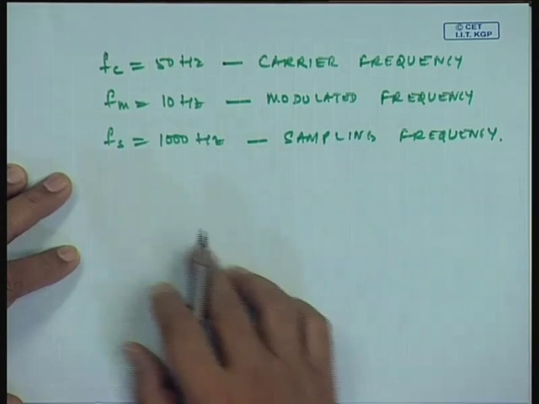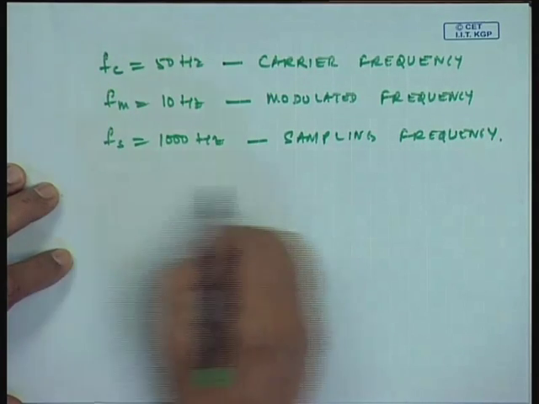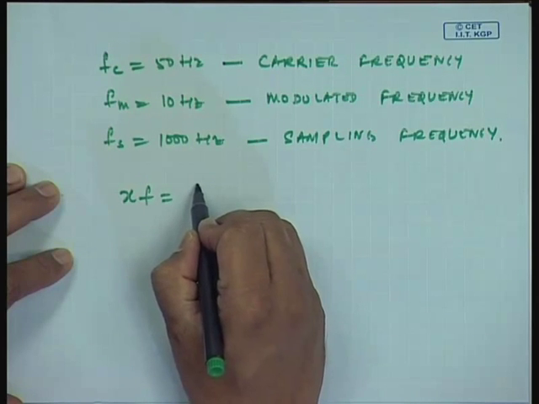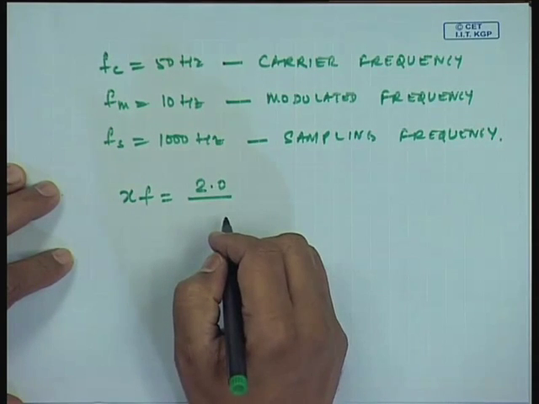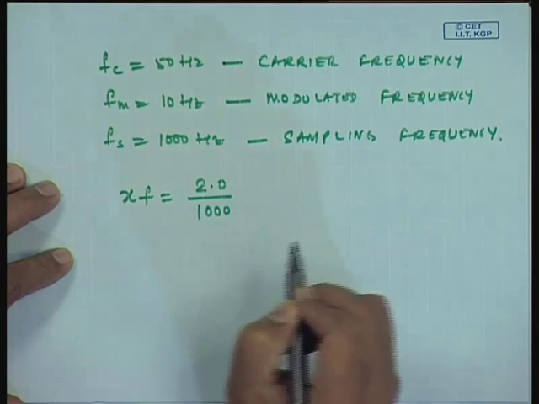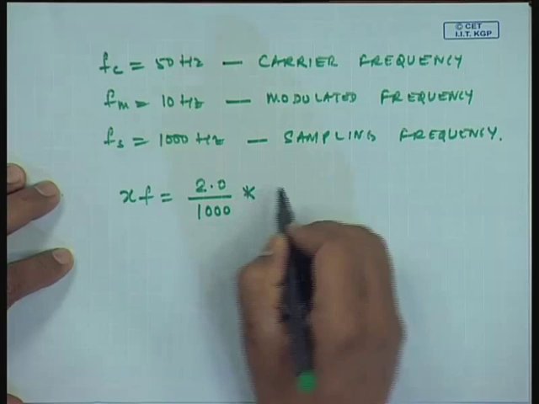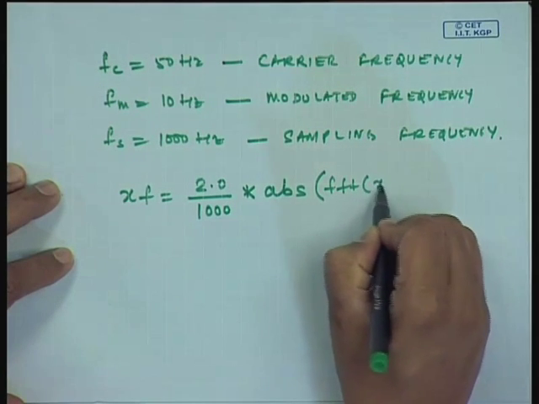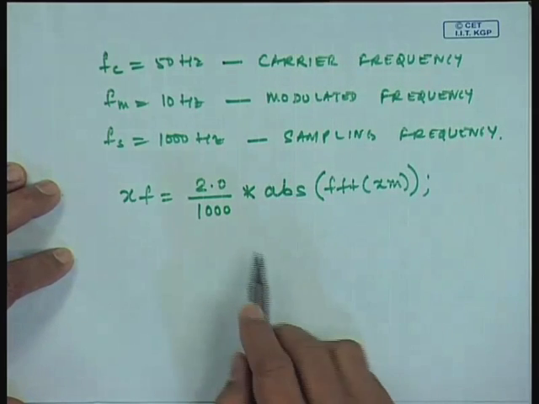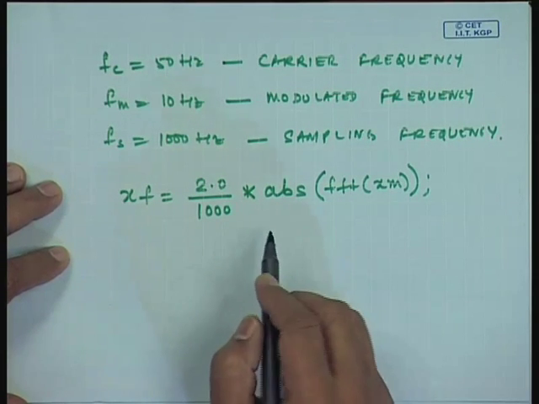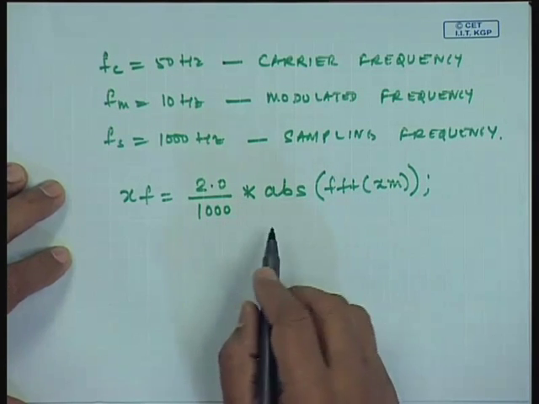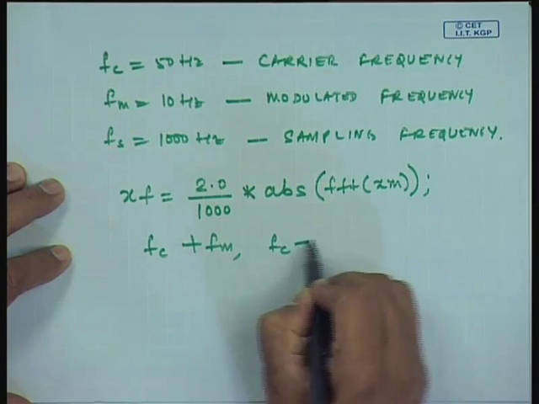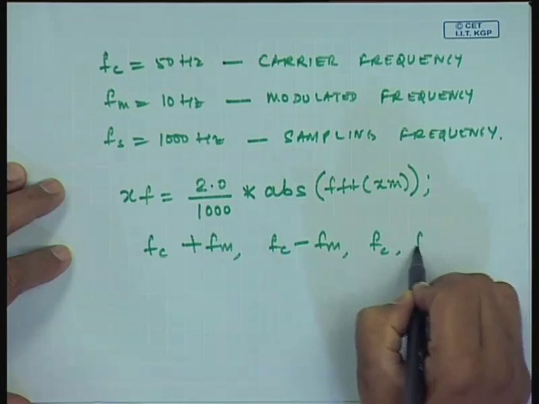So, once you do the FFT of such a signal XM, how do you do that? Suppose you write XF is equal to 2.0 by, suppose you have taken 1000 data points, star absolute value of FFT of XM. You will get the amplitude in the frequency domain. And then in such a spectrum, you will see the frequency of FC plus FM, you will see FC minus FM, you will see FC.